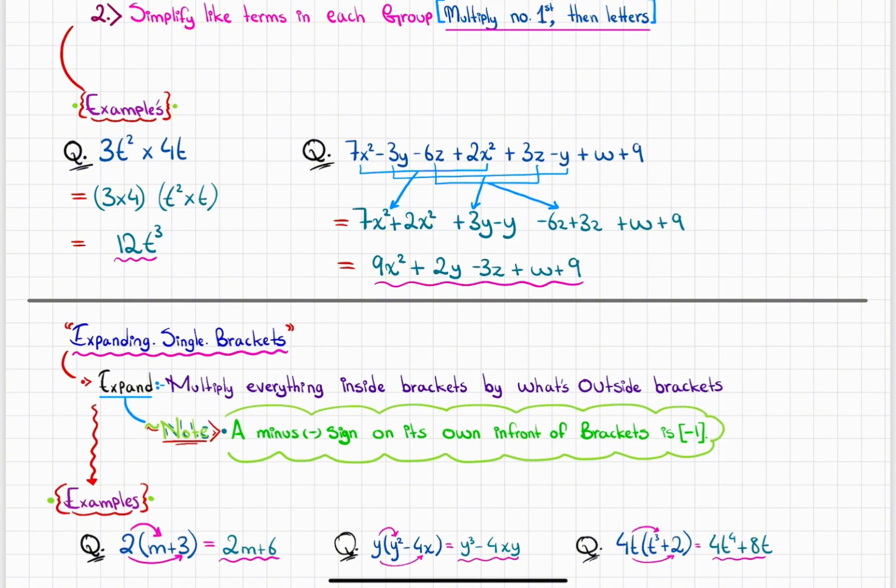Now simplify. 7x squared plus 2x squared is 9x squared, plus 3y minus y is 2y, negative 6z plus 3z is negative 3z, and plus w plus 9. This is the simplest it can get. So you see, we're not solving the equation or the expression, we're just simplifying it, meaning making it from long to short by combining like terms. That is simplification.